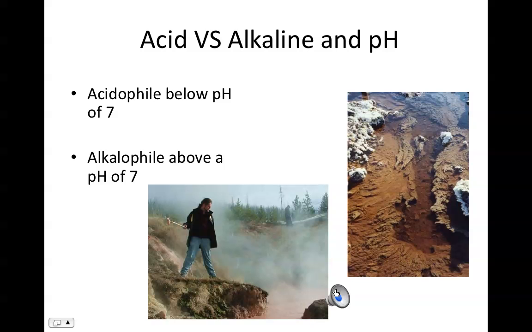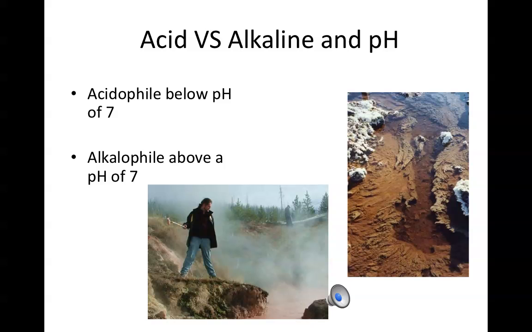In addition to terms referring to oxygen or temperature, we also have two terms that we use to describe whether or not a microorganism prefers an acid environment or an alkaline environment, and that's acidophile if we like acid environments below a pH of 7, or alkaliphile for alkaline environments with a pH above 7.